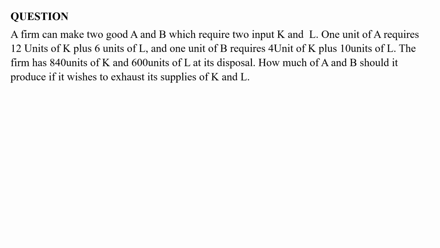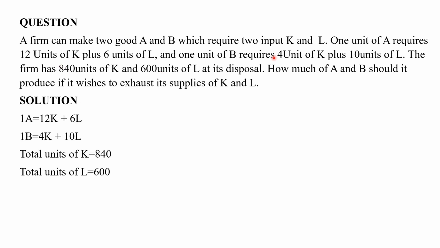Let us start by interpreting the statement. From statement 2, we can see that 1 unit of A requires 12 units of K plus 6 units of L. That's the reason why I represent it as 1A equals 12K plus 6L. That's the interpretation of that part. Now let's proceed to the second part. We have 1 unit of B requires 4 units of K plus 10 units of L. I put 1B equals 4 units of K plus 10 units of L.